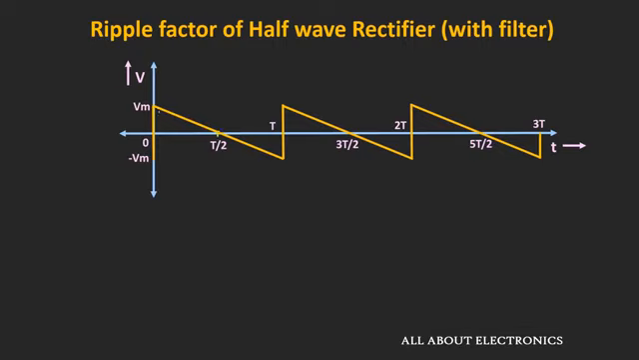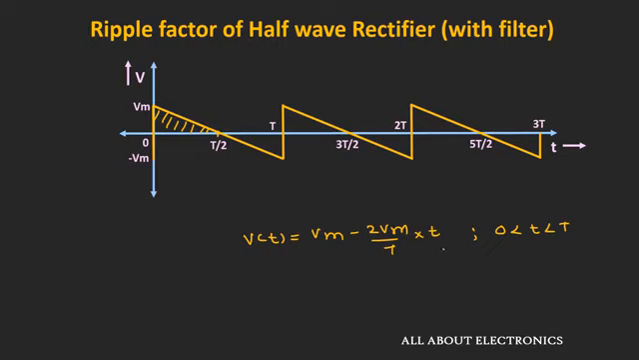So we will find the RMS value of this waveform only for the T/2 time period. Before finding the RMS value of this waveform, let us write down the mathematical expression for this waveform. This waveform can be expressed as Vm minus 2Vm by T times t, and this expression is valid for 0 to T time period.